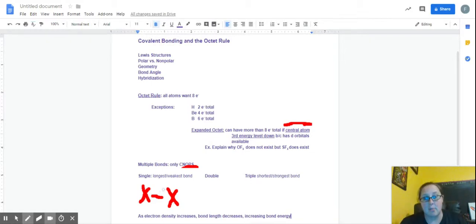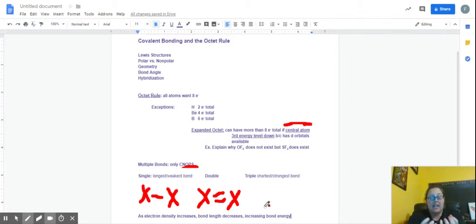What if I have a double bond? So, I have a double bond. Here's X, a double bond. Look at my pretty straight lines. And another X. Well, now I don't have 2 electrons holding on to the nuclei. I have 4 electrons holding on to the nuclei.